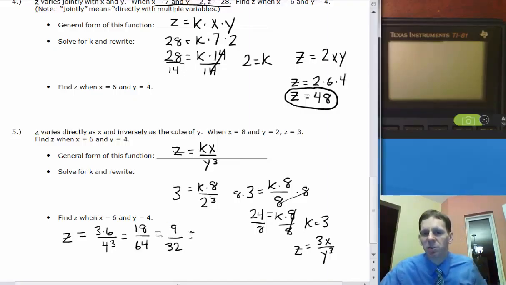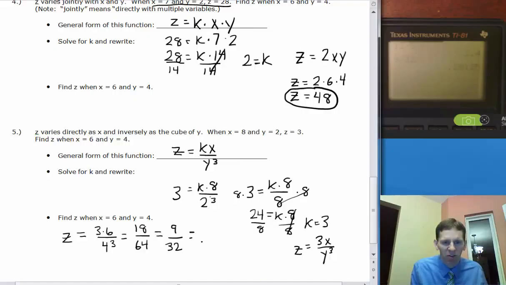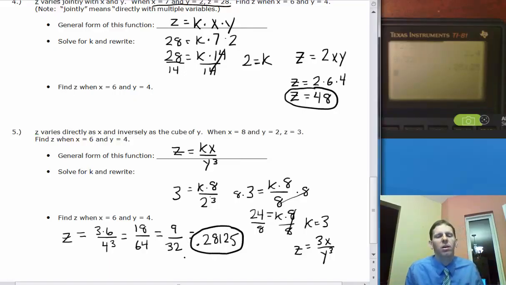If you demand a decimal value for this problem, you can just do 9 divided by 32 on your calculator, and you get 0.28125. And that gives you an idea of how to do direct and inverse variation and joint or multiple variation problems as well.